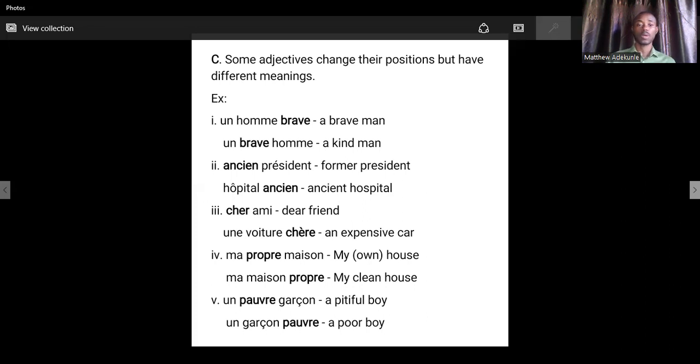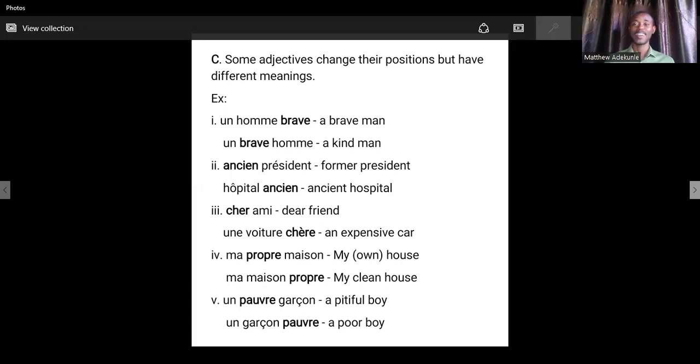Then we have the fourth one, ma propre maison, right? My own house. Propre is coming before the noun. But when it is placed after the noun, then it becomes clean. So you can say ma propre maison, my own house. But if you say ma maison propre, it becomes my clean house.